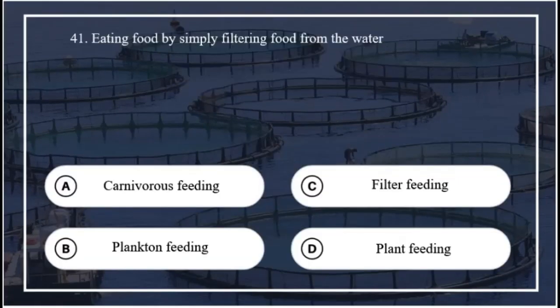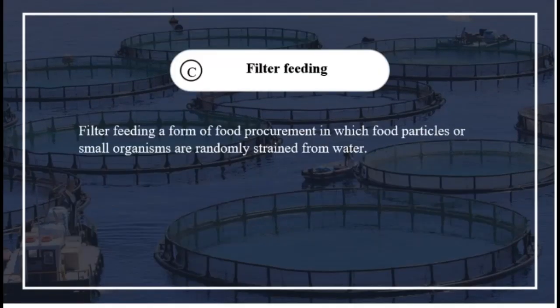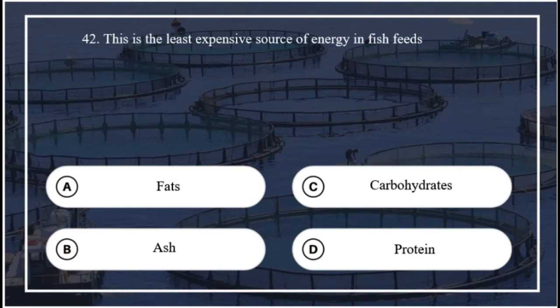41. Eating food by simply filtering food from the water. A. Carnivorous feeding. B. Plankton feeding. C. Filter feeding. D. Plant feeding. Answer. C. Filter feeding, a form of food procurement in which food particles or small organisms are randomly strained from water.